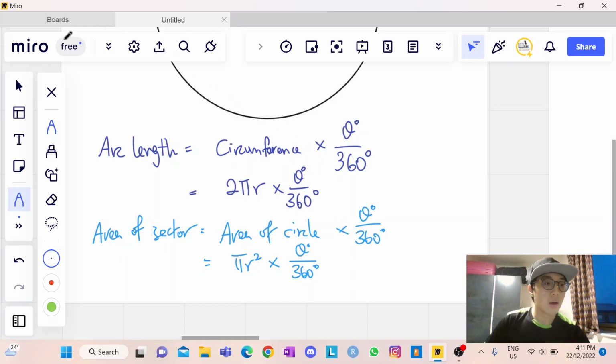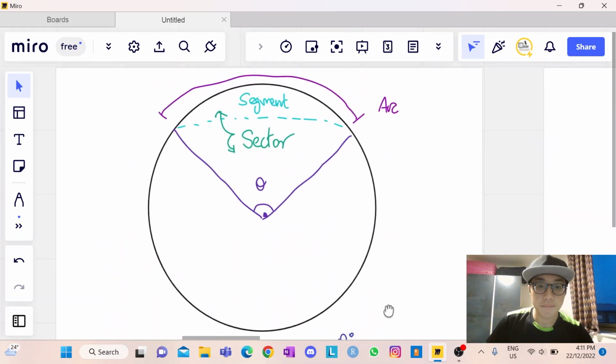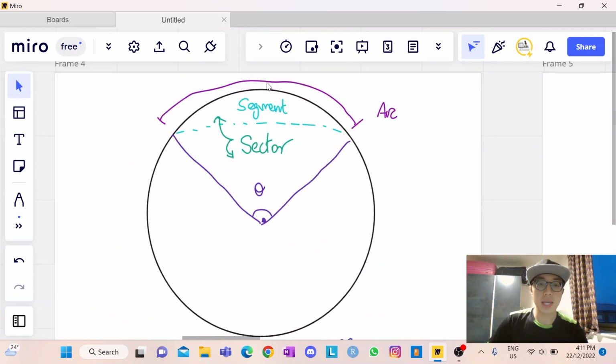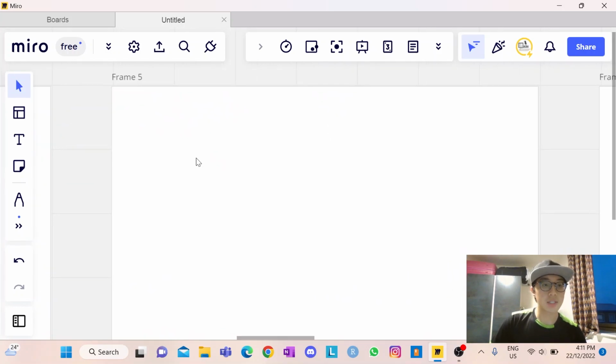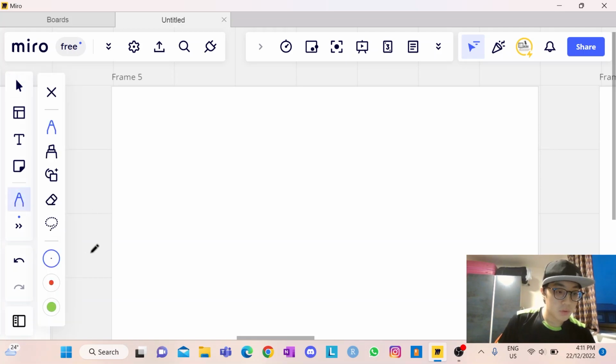And then the area of segment. This segment thing right here is a little bit tricky, so I'm going to show it in the next slide. So, let's draw.